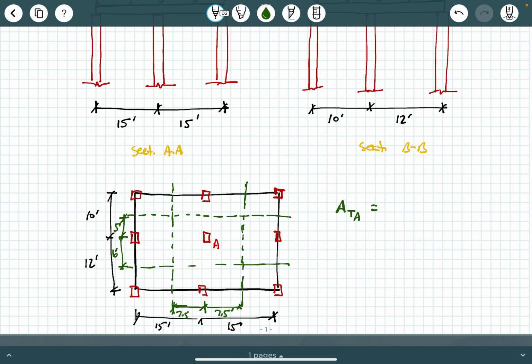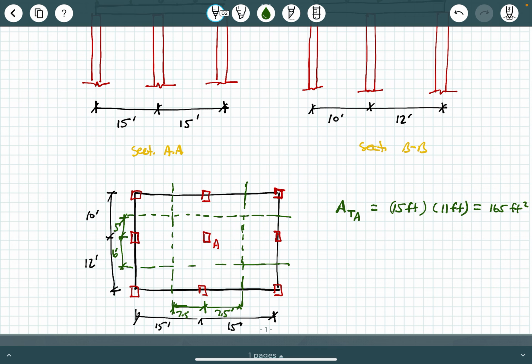So what is that tributary area? Well, that's going to be 15 feet times what? Times 11 feet, okay? So it's this 7.5 plus 7.5 foot length. So this is 15 feet here, 7.5 plus 7.5 times 5 feet plus 6 feet, which is this 11 feet, okay? And so if you get that tributary area, that's, say, 15 times 11, that's 165 square feet, okay?